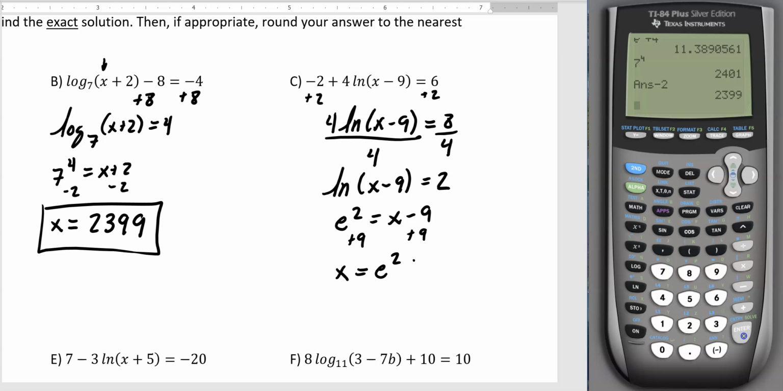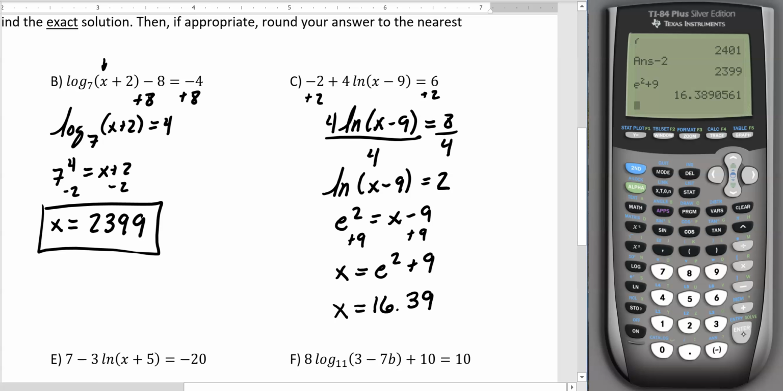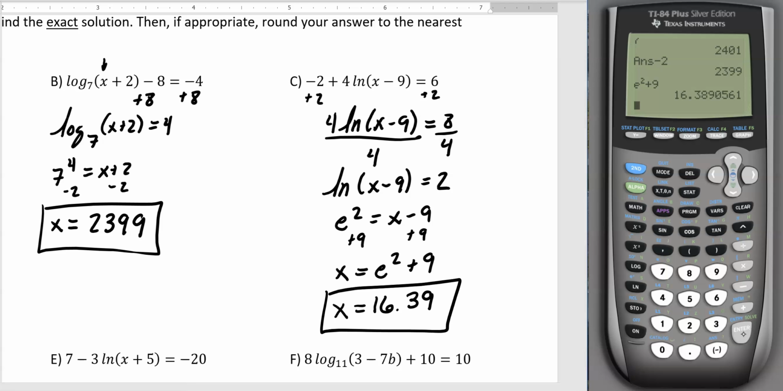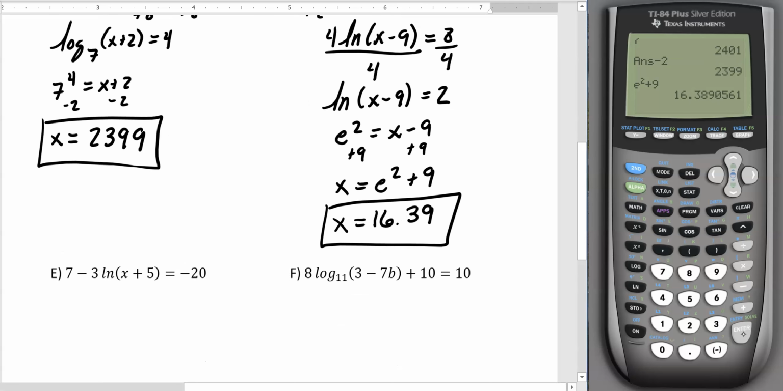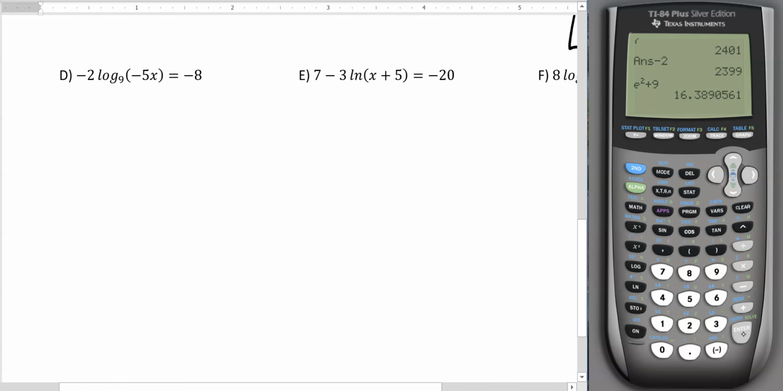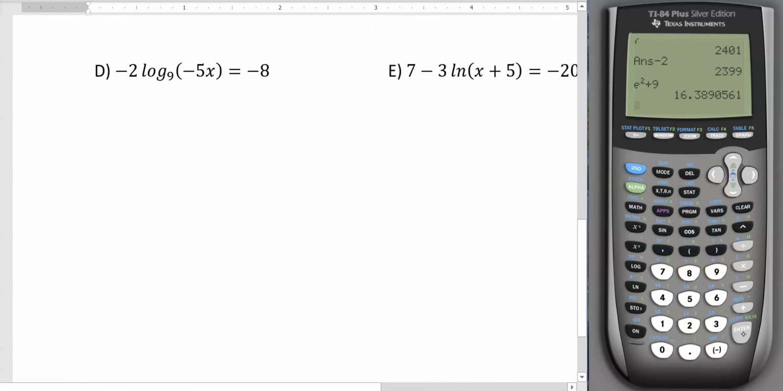Let's figure out about what that is. Second e squared plus 9 is 16.39. If I plug that back in, 16 is obviously more than 9, so I would get a positive value there. Awesome. Let's do some with a few more operations that need to occur.